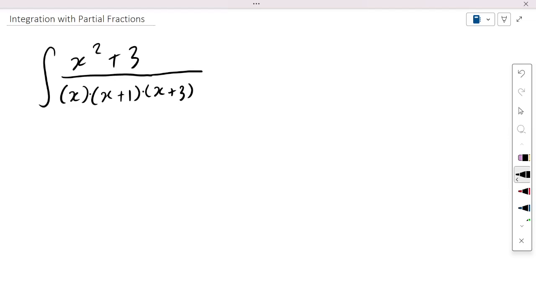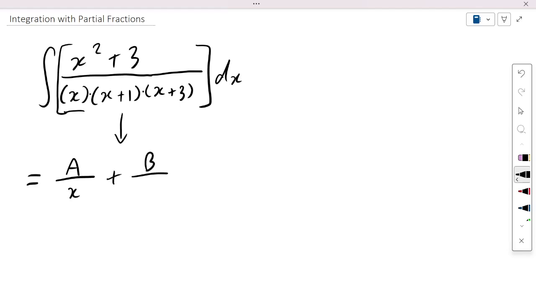So what we are going to be doing is the following. We are going to take this fraction outside of the integral. Also, this is with respect to x. And then we are just going to let it equal a divided by the first bracket, which is x, plus b divided by the second bracket, which is x plus 1, plus c divided by the third bracket, which is x plus 2, in this case. So that is what we're really going to be doing.